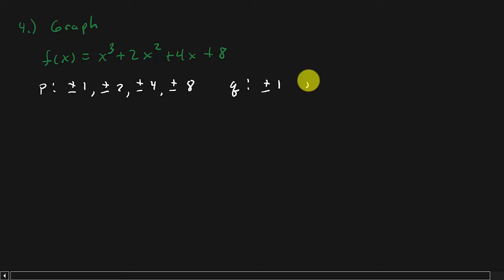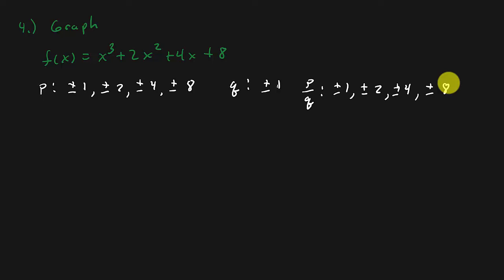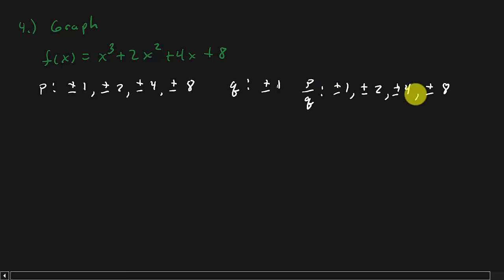And then we look at p over q. Well, that's going to be this over this, the 2 over this, the 4 over this, and the 8 over this. So that's going to be plus or minus 1, plus or minus 2 over 1, which is just 2, plus or minus 4 over 1, which is just plus or minus 4, and plus or minus 8 over 1, which is just 8. And so now we're going to use synthetic division to see which one is a 0. And so let's just try the 1.